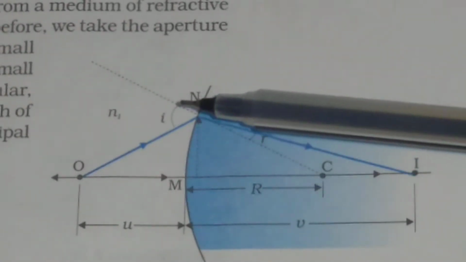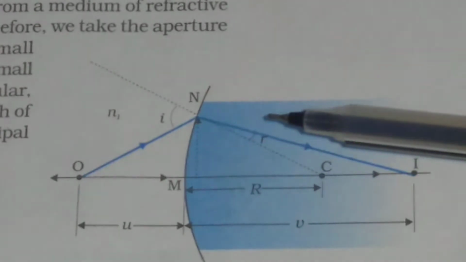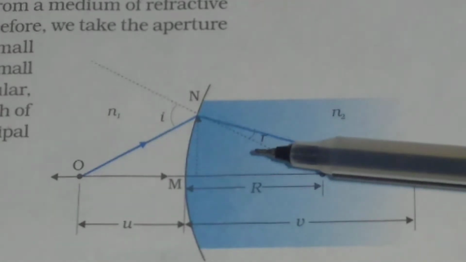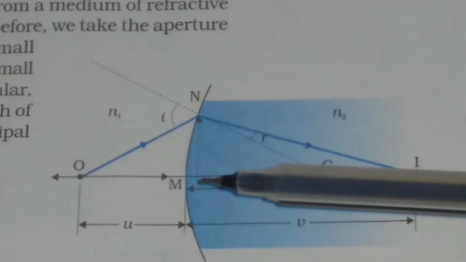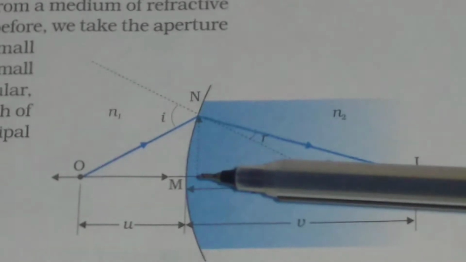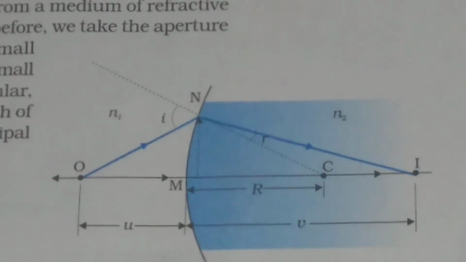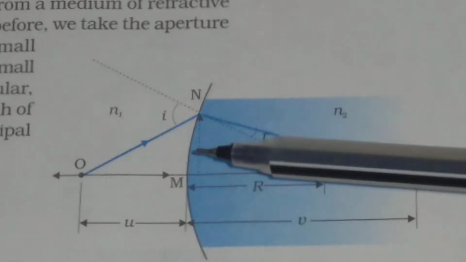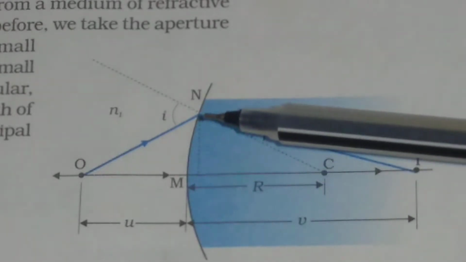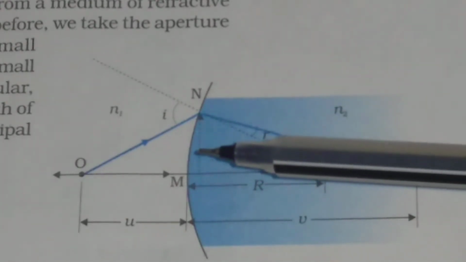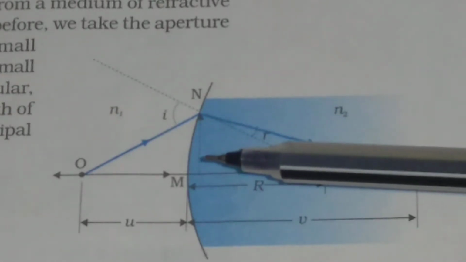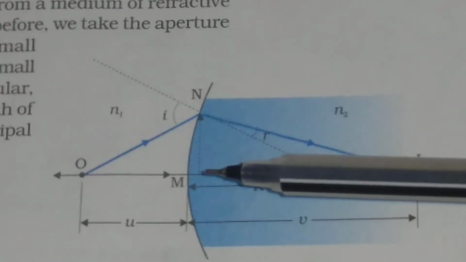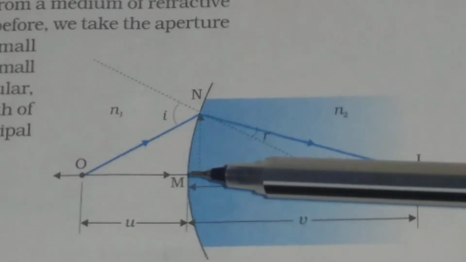Here the angle i is called the angle of incidence and the angle r is called the angle of refraction. And all measurement is done from the point M. Because the aperture of the surface is small, that is why N is taken very close to M. So NM is the perpendicular distance to the principal axis. That means we should take all the measurements from here or here.